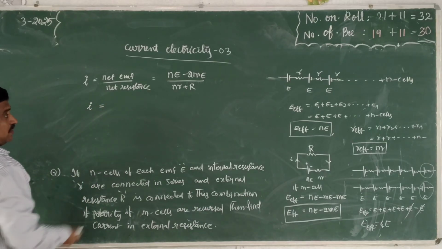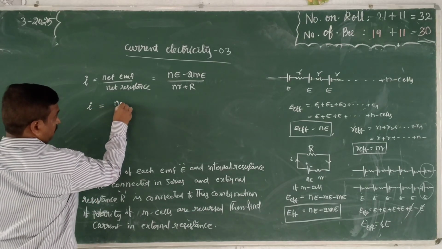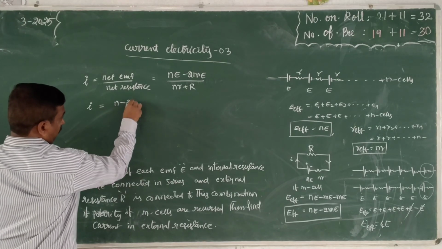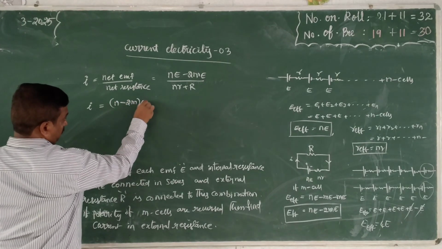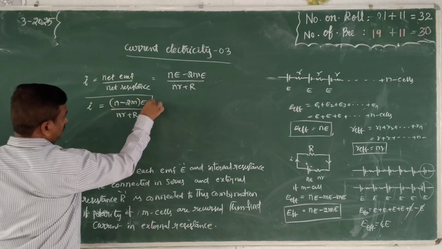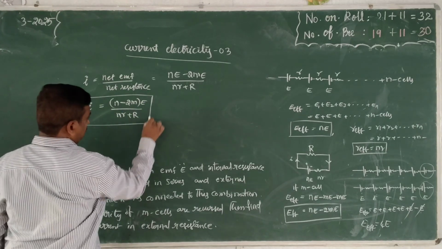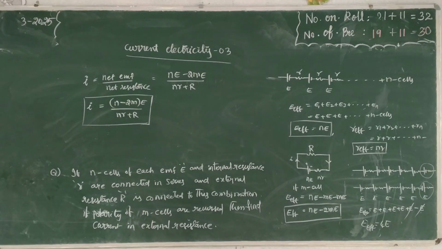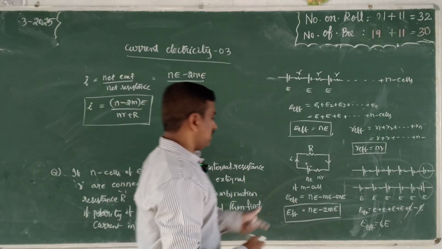The current in the external circuit is: here we can write E common, so (N minus 2M) times E by NR plus capital R. This is the current in the external resistor when N cells are connected in series and the polarity of M cells is reversed. This is the resultant.